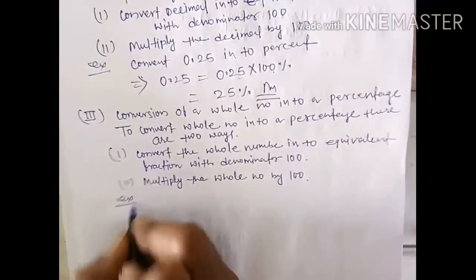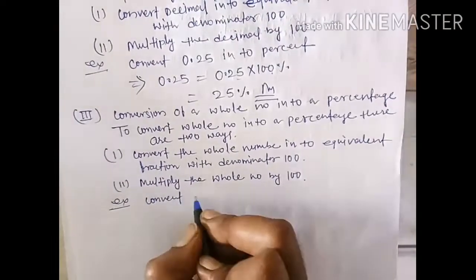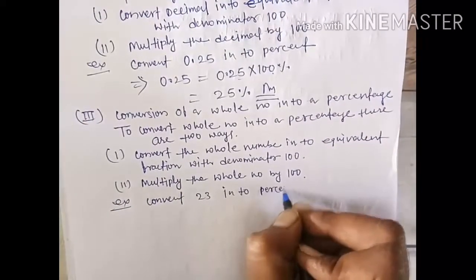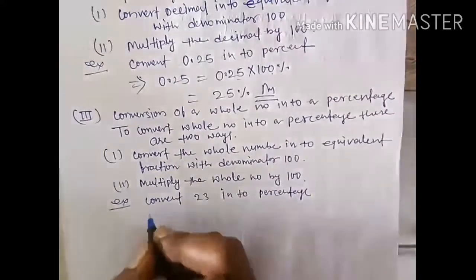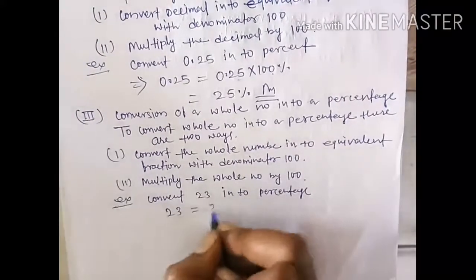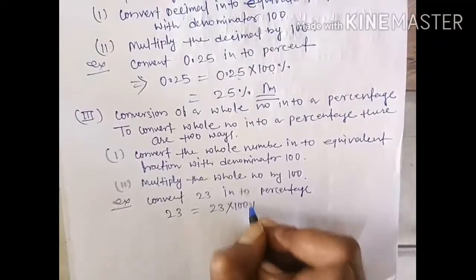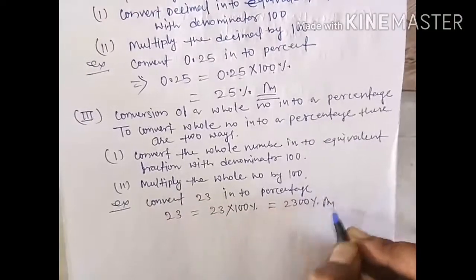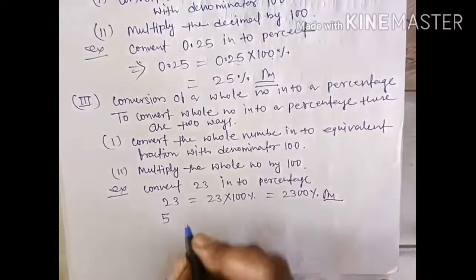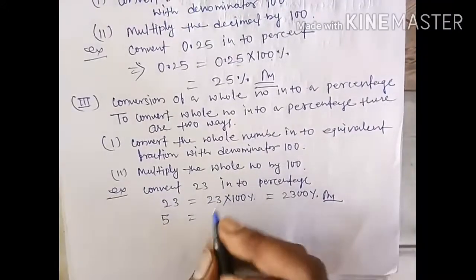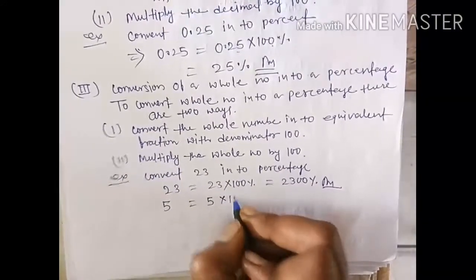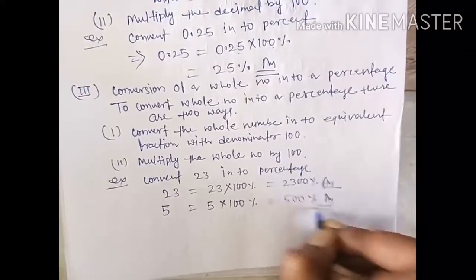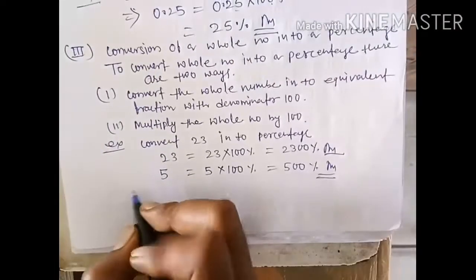For example, suppose convert 23 into percentage. We simply multiply 23 by 100%, then you get 2300%. This is the answer. We take another example. Suppose we have a whole number 5, then to convert into percentage we simply multiply 5 into 100% and you get 500%. This is the answer.